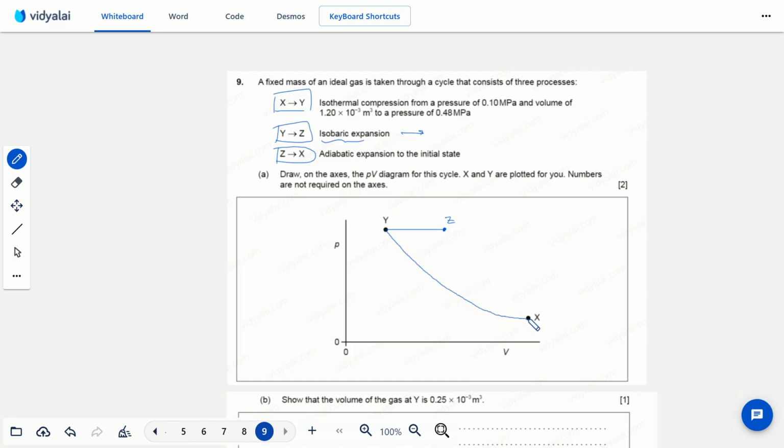And we can draw a curve to connect Y and X, and also another curve to connect Z and X. We have expansion from Y to Z, another expansion from Z to X, which is an adiabatic expansion. I'm just going to write it down for my own reference, and I'm going to call it isobaric. So the last one is going to be isothermal compression. Here the volume is decreasing.